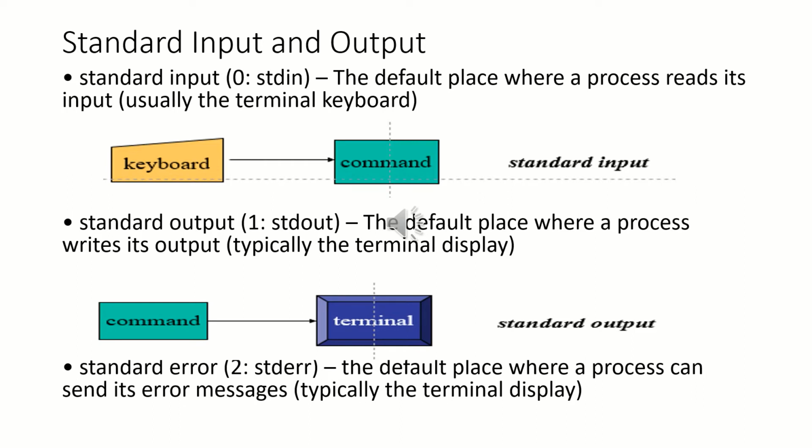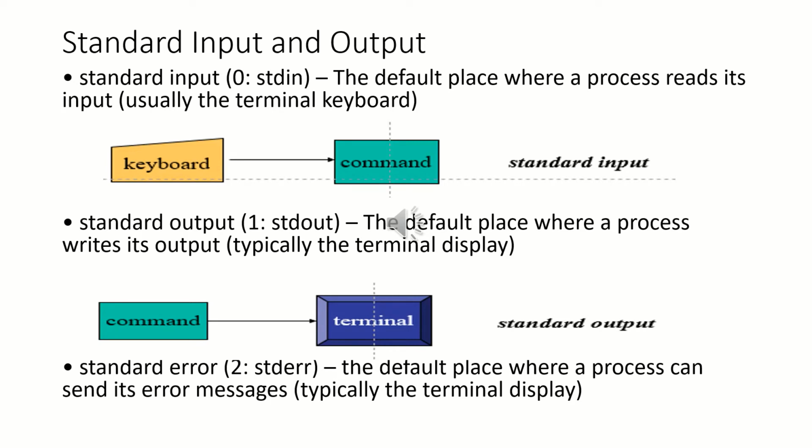Second, standard output, fd1, stdout, is the default place where the process writes its output, the information that is seen by the external users. For that we use a display unit, the terminal display. Whatever output there is should be displayed on standard output.